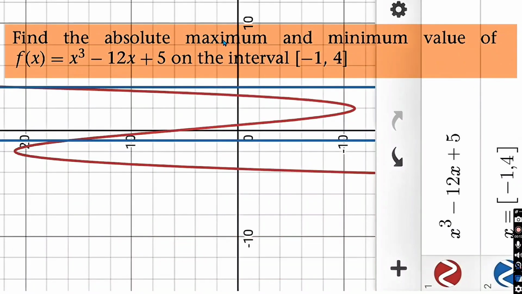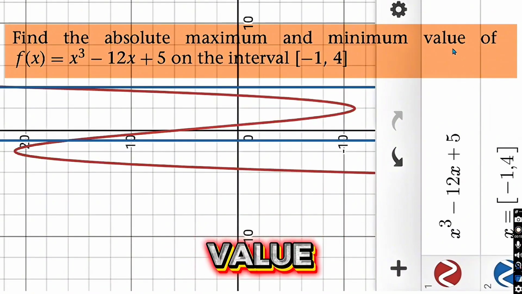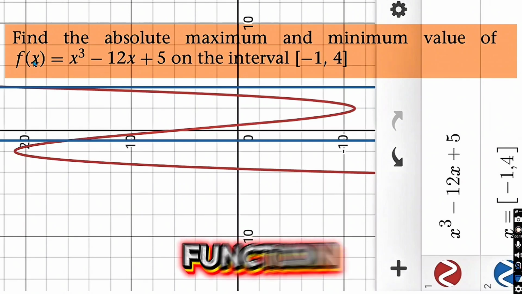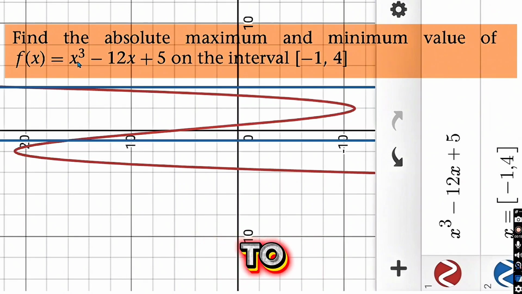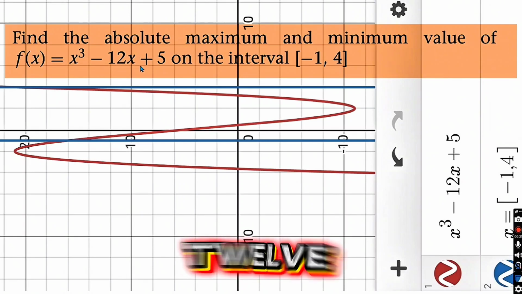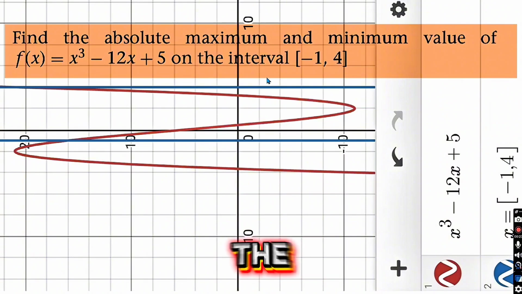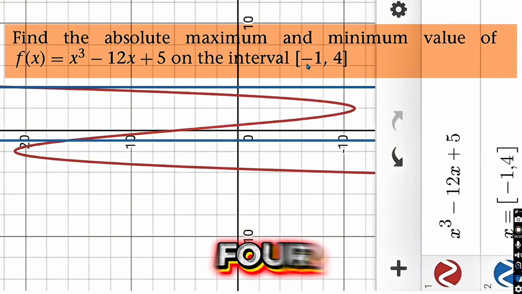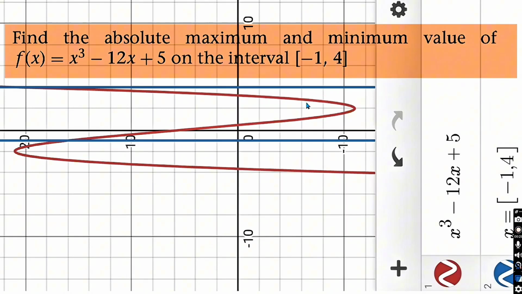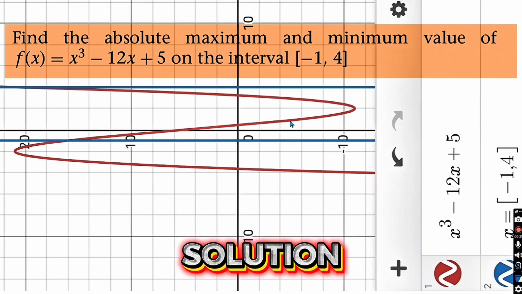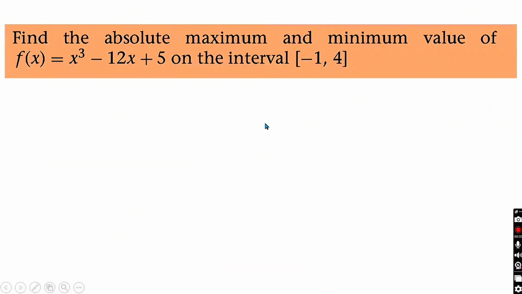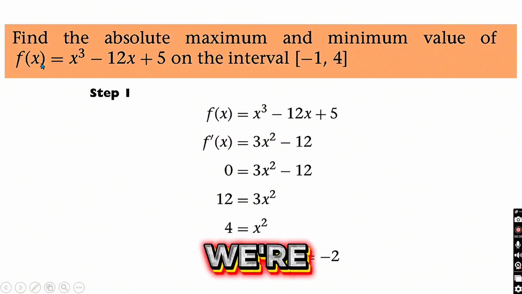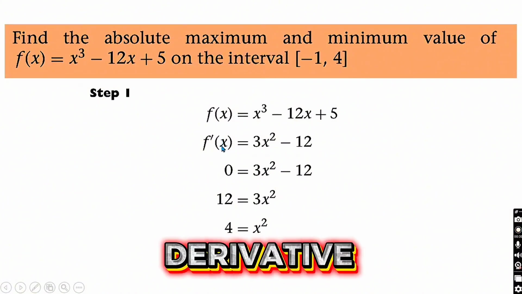Find the absolute maximum and minimum value of the function f of x is equal to x cubed minus 12x plus 5 on the closed interval -1 to +4. For our solution, step 1, we're going to copy the function and we will find the first derivative.